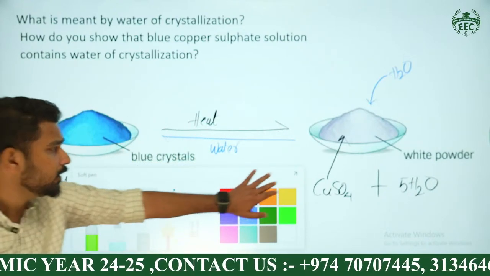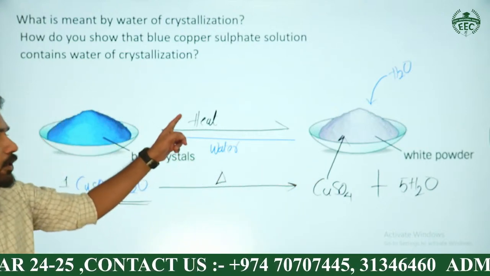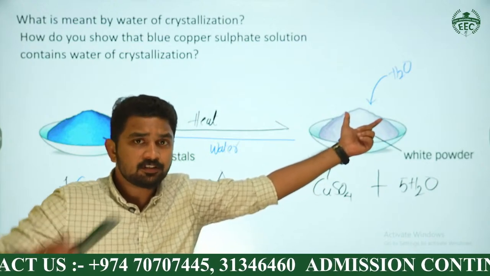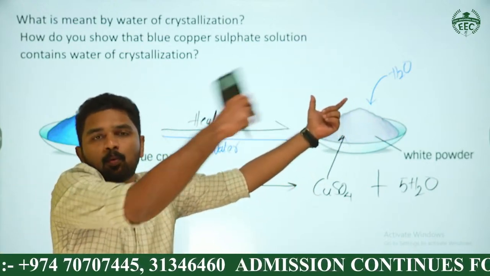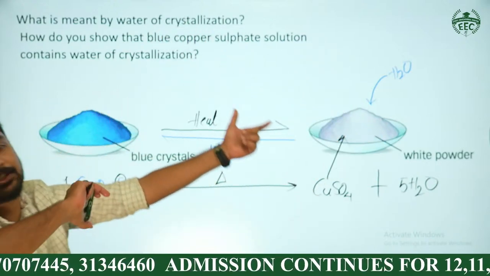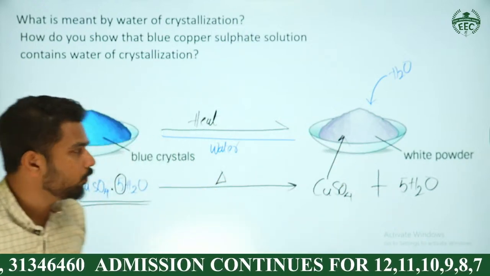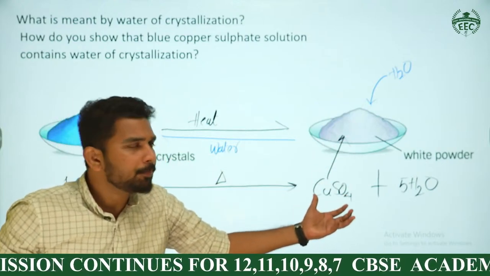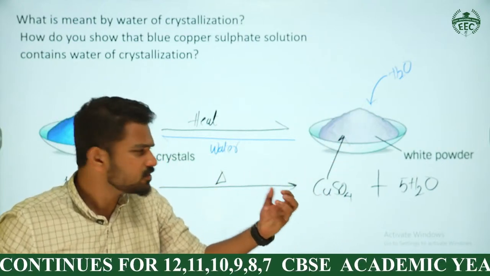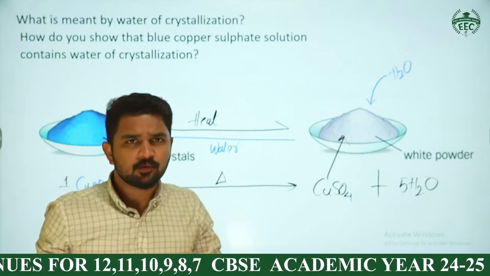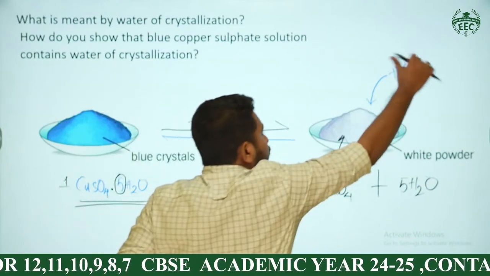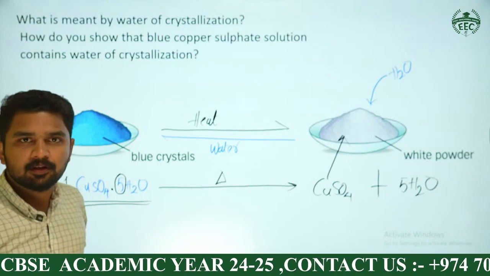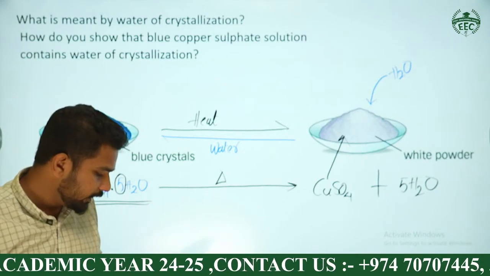So when you heat it, the blue copper sulfate turns into white color because the water molecule, the water of crystallization, is removed. And when you add some water to the white powder, that is the anhydrous copper sulfate, meaning copper sulfate without any water molecules, it will again turn into blue color. I think it is clear, right? Understood, guys.